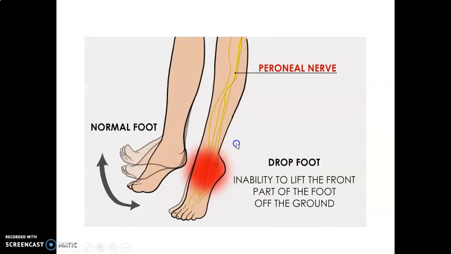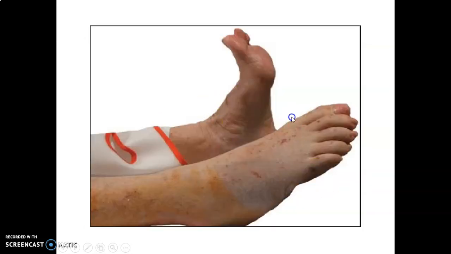So this just shows you how foot drop occurs. On a normal foot, as you walk, this is what happens. As you lift the limb and you ask the patient to dorsiflex, that movement will occur on a normal foot. But when you have peroneal injury with foot drop, the patient is unable to lift the front part of the foot off the ground. So unable to dorsiflex. So when the patient is lying down, this is a normal foot, but this is the foot with foot drop. Okay, unable to dorsiflex.